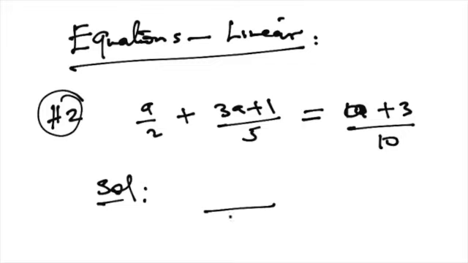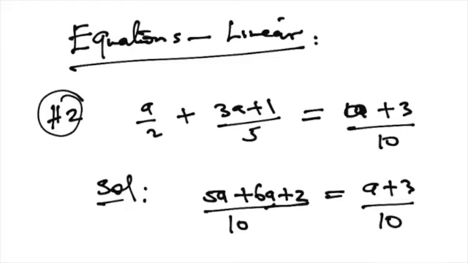So the LCM here is 10. So 10 into 2 is 5a. 10 into 5 is 2. 2 times 3 is 6a plus 2 is equal to a plus 3 over 10. So now add everything up, like group the like terms or combine the like terms.